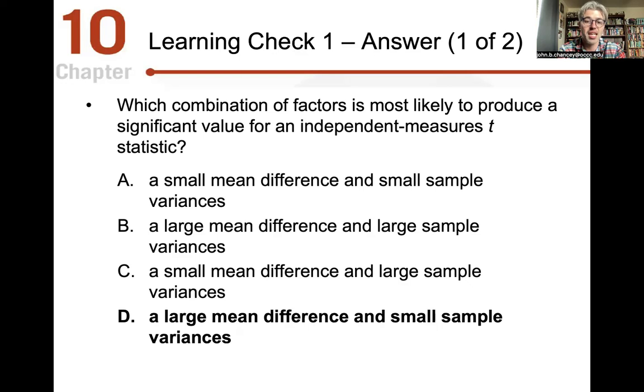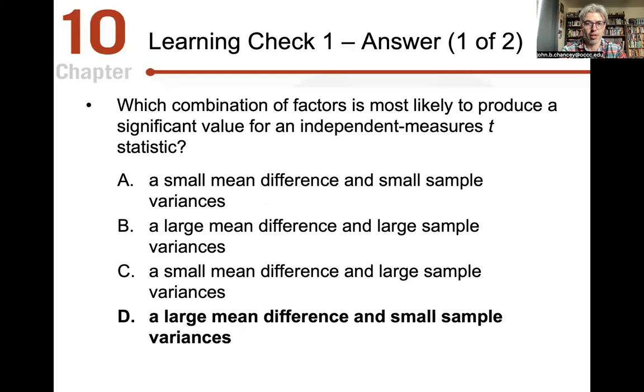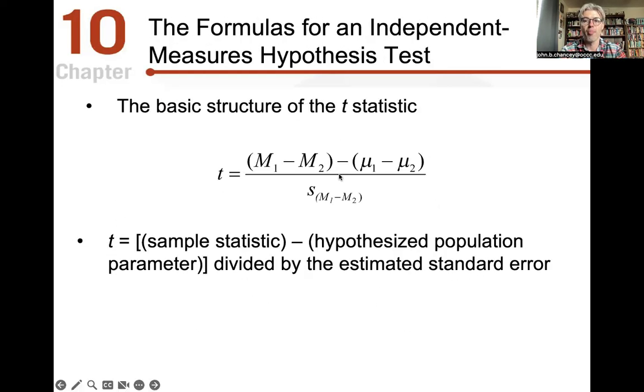In this case, the answer is D. We're looking for bigger differences in our means. If you go back to the formula itself, oop, here it is. Wait, sorry, where's the formula? This one here. The bigger the difference in our means, the bigger our numerator is going to be, and the smaller the variance, the smaller our denominator will be.